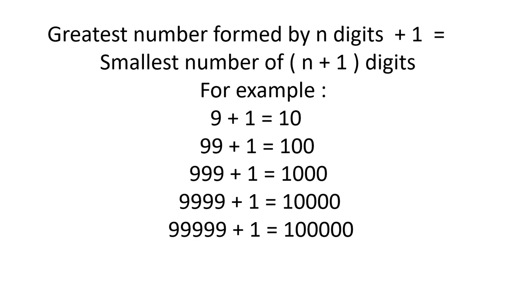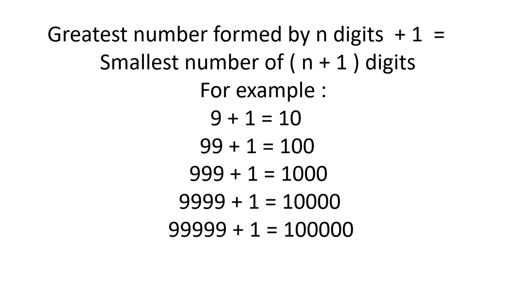Greatest number formed by n digits plus 1 is equal to smallest number of n plus 1 digits. For example, 9 plus 1 is equal to 10. 9 is a one-digit largest number, while 10 is a two-digit smallest number. Similarly, 99 is two-digit largest number. When you add 1 to it, you get 100, which is three-digit smallest number.